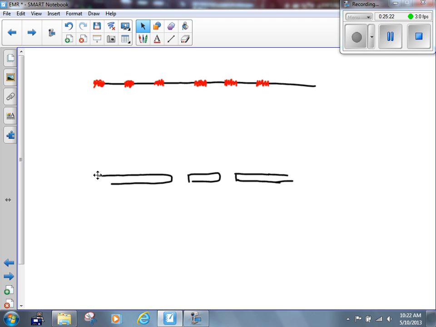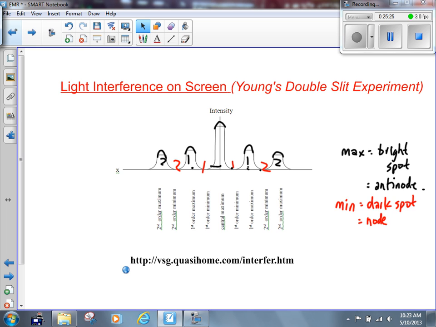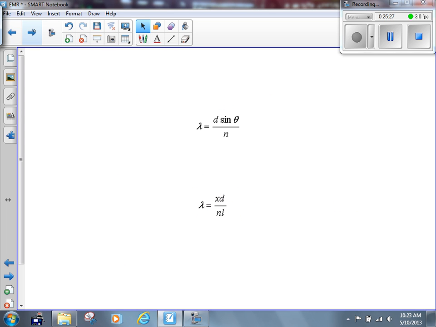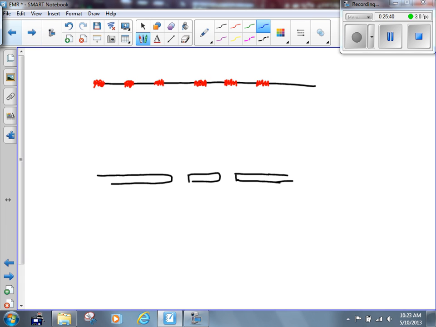The first variable that we're going to label comes from the first equation that we see that describes this. The first variable that we're going to label is d, little d. Little d is going to represent the distance between the slits, or the distance between the openings. Well, that's not overly hard, right?